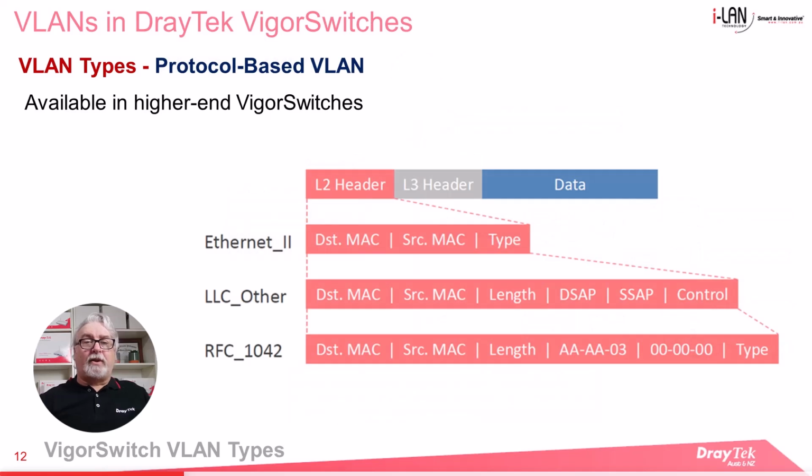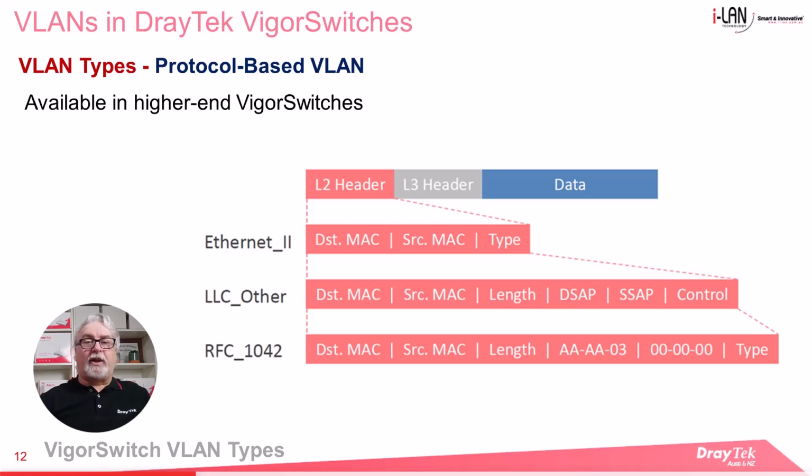The last VLAN type we'll look at is protocol-based VLAN. This function is available in higher-end VigorSwitches. Different applications and services use different protocols. Protocol-based VLANs are used to segregate VLANs based on the Layer 2 protocol in the Layer 2 header in the data packet. This can be used to manage the network based on specific applications and services.